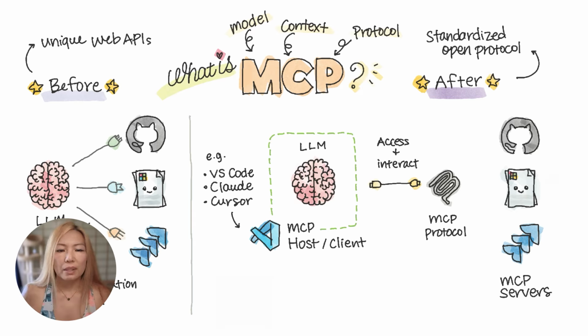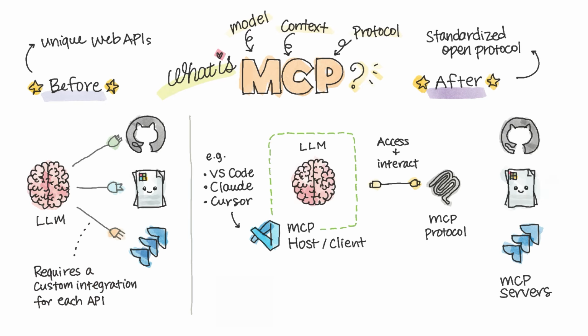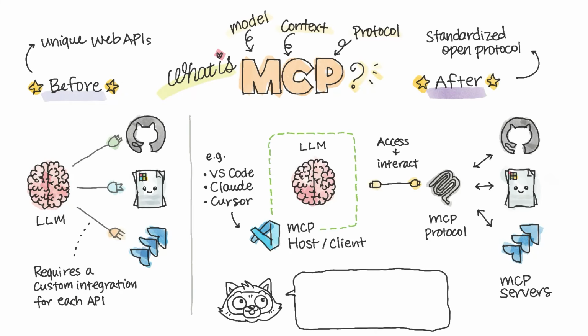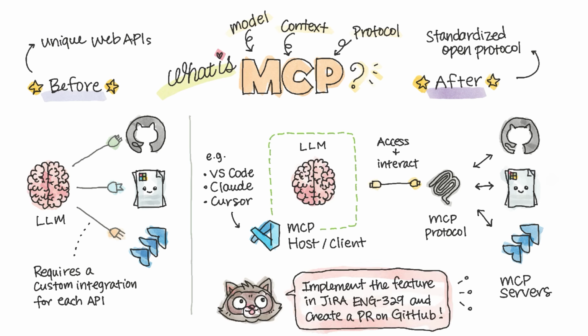Unlike API calls, which retrieve information before generating answers, especially in the context of RAG, MCP is two-way and stateful. It allows a model to engage in back and forth interactions, making decisions as it goes. So you can possibly ask, implement the feature in the Jira ticket and create a PR in GitHub. Okay, that's the big picture of MCP. So, Ayça, are you ready to show us how it actually works?